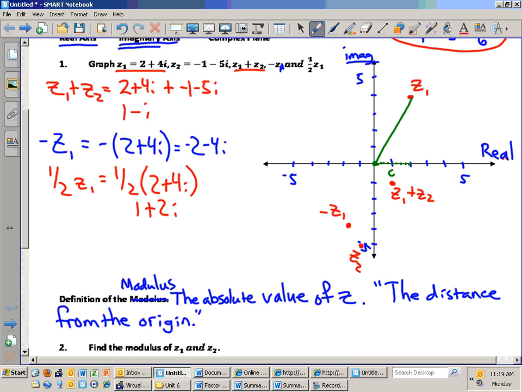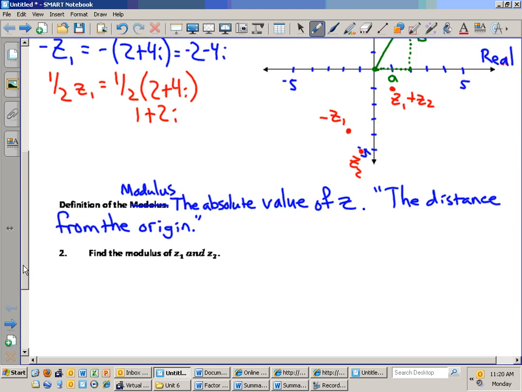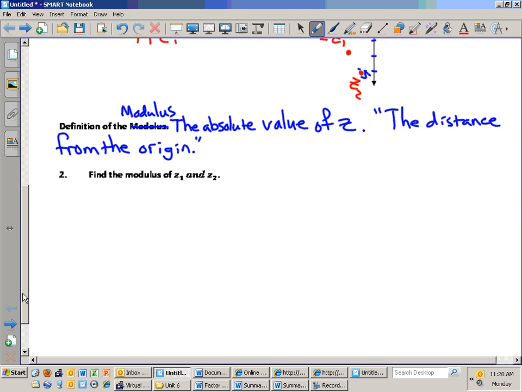Look, we have this a value, this real value that we would square. And then we have this b value, which we would square. And we would take the square root of that. So, in other words, the modulus is simply the absolute value of z, which is equal to the square root of a squared plus b squared. Nope. Can't do that. Can't take a root of parts.